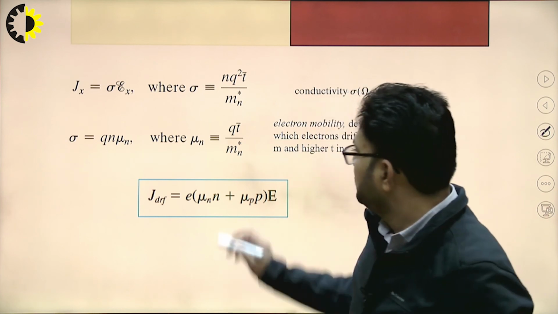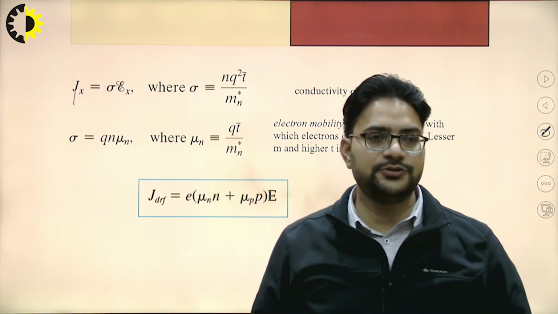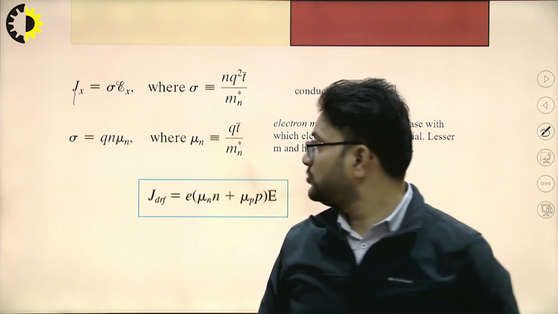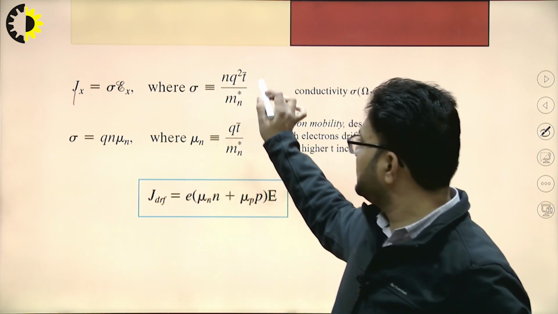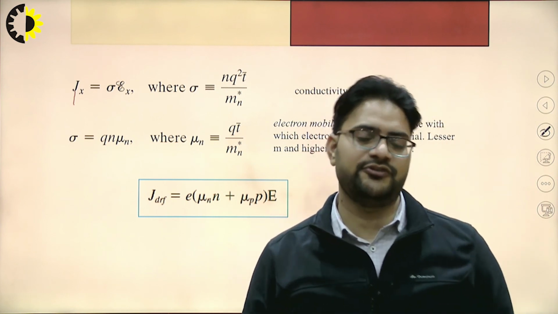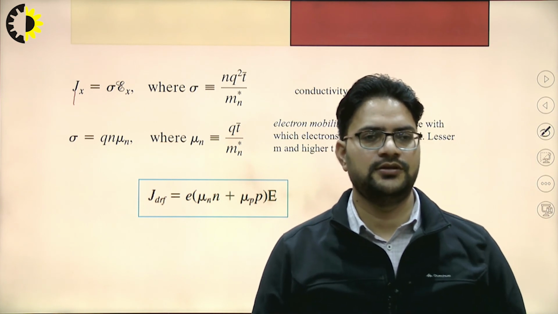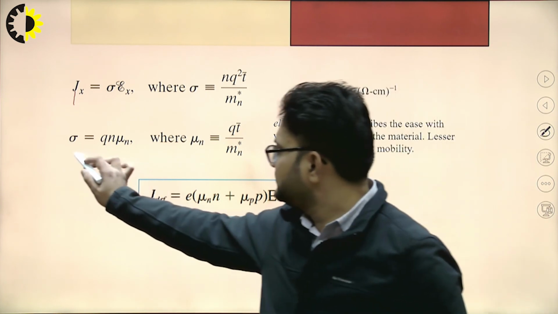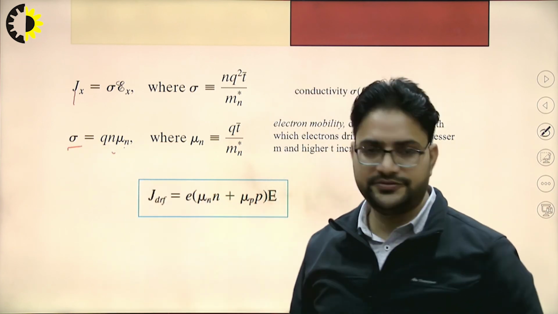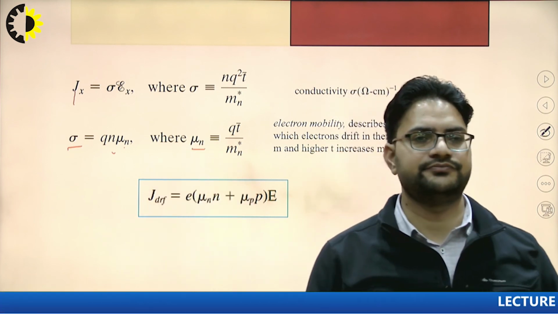Now J is actually equal to sigma into E, where this sigma denotes the conductivity. So conductivity is given by n into q square multiplied by t divided by mn asterisk, where this mn asterisk is actually the effective mass of the electron, which is higher than the rest mass of the electron, right? Next, sigma is equal to q into n into mu n, where this mu n is called the electron mobility.